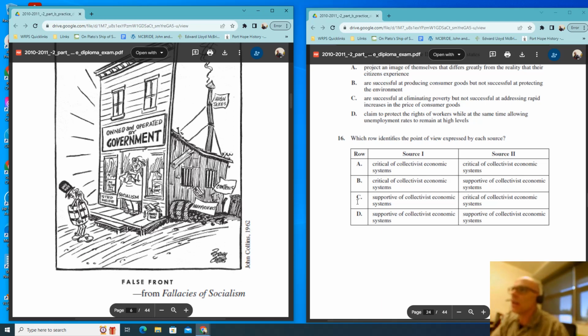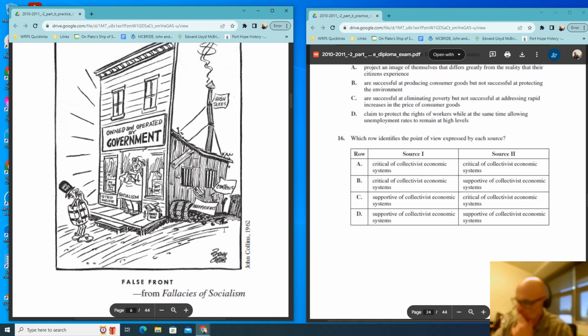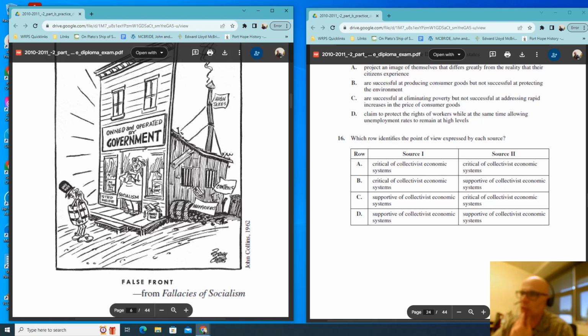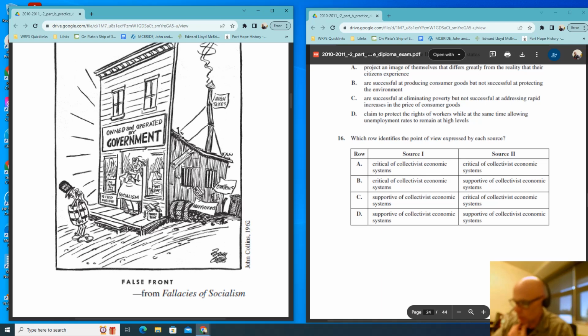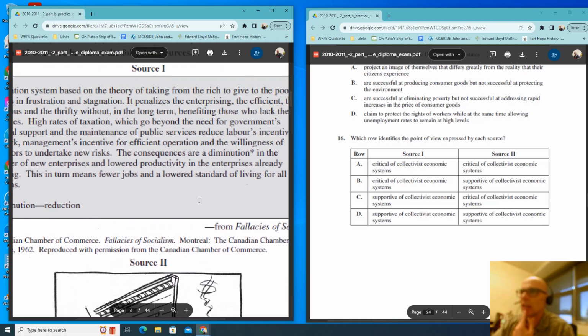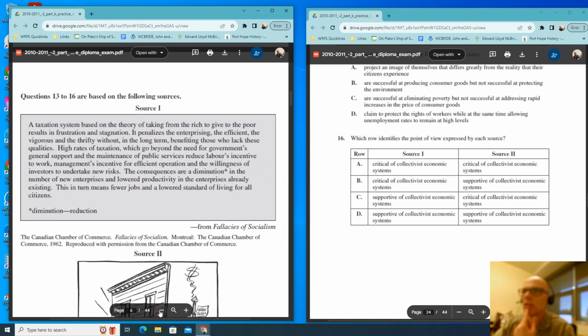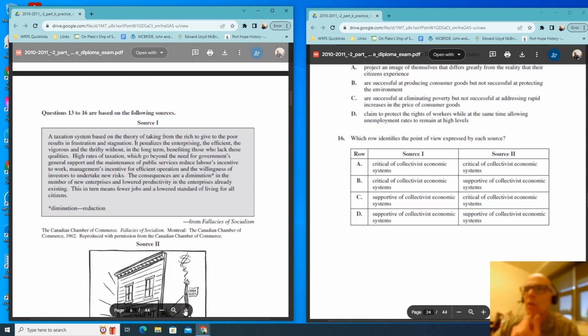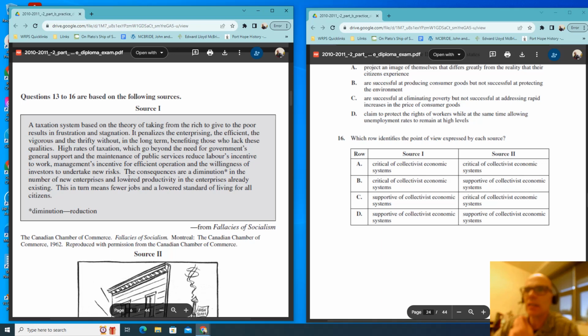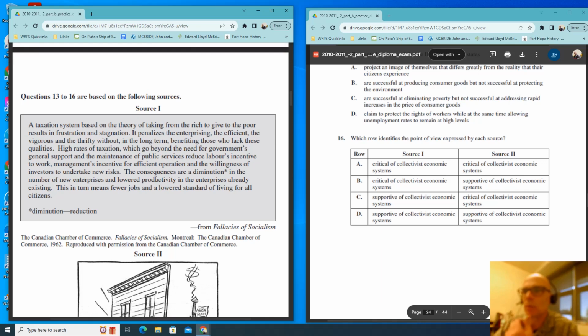With which row identifies the point of view expressed by each source? Well, they're both from the fallacies, right? So there's that. Critical of collective economic systems. This one's certainly critical, right? That one's certainly critical. And this one also saying that we need more self-reliance, right? The consequence of taking away self-reliance, the consequence of high taxes, is fewer new enterprises, lower productivity. So they're both speaking against collective economic systems like socialism. So the answer's got to be A.